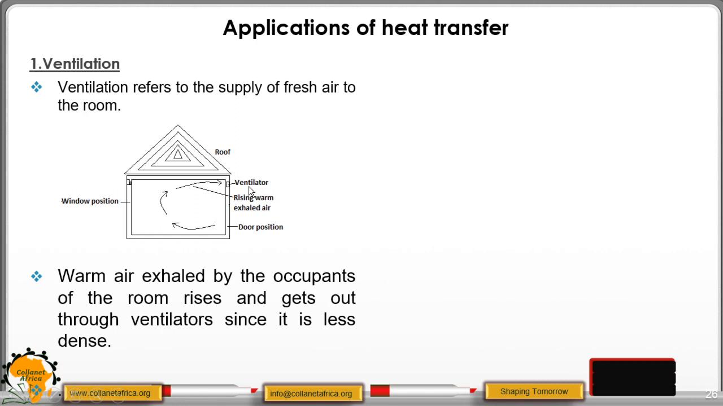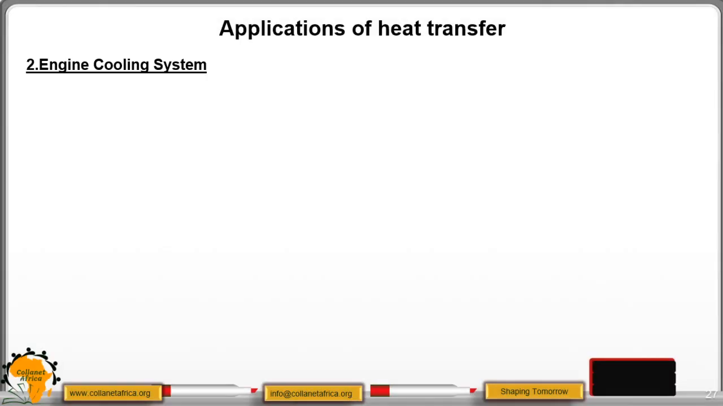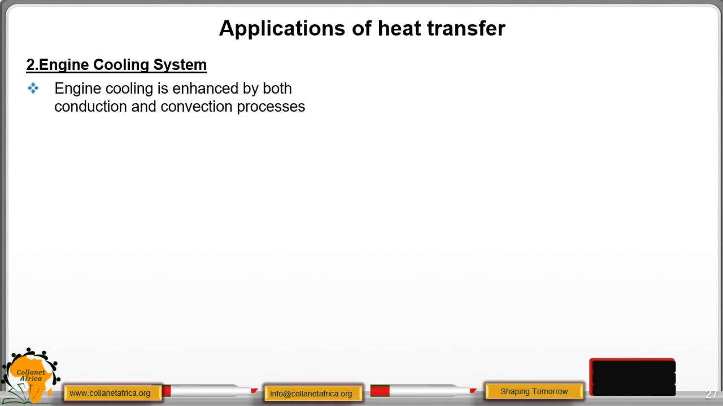Note that the ventilators are at the top because their purpose is to remove the hot air, which is always rising because of its less density. Then we move to the second application, that is engine cooling system.